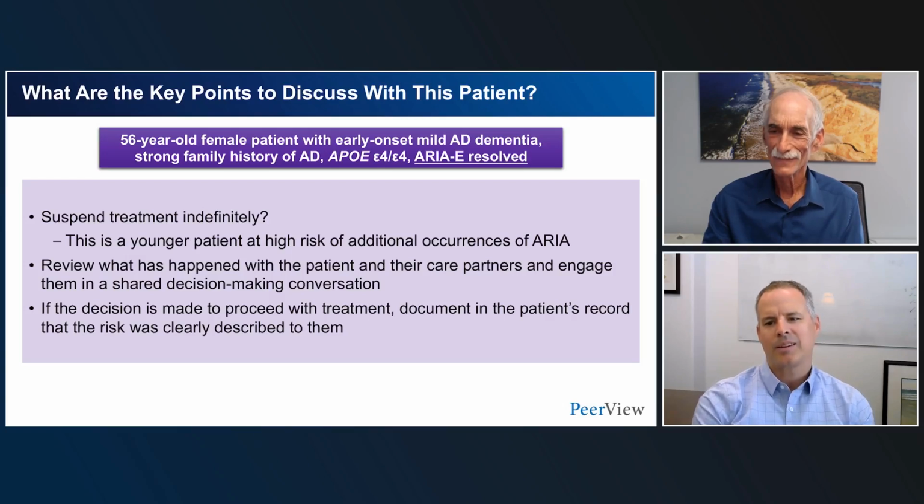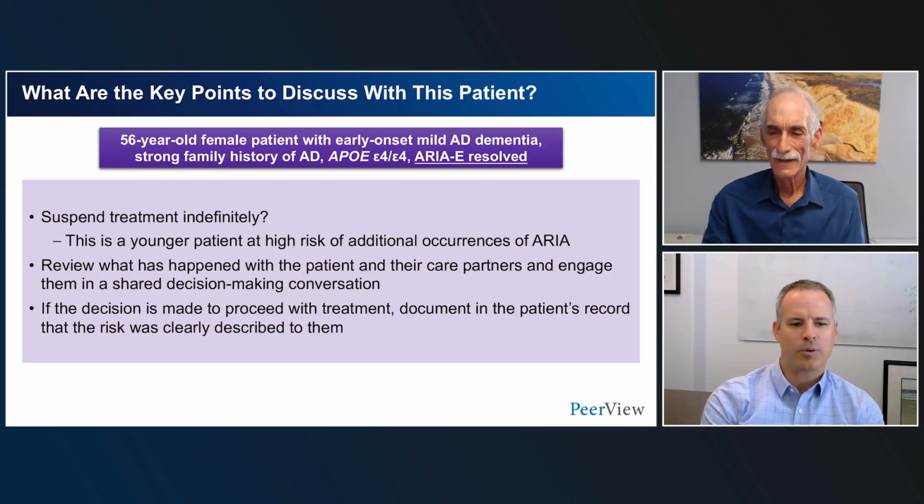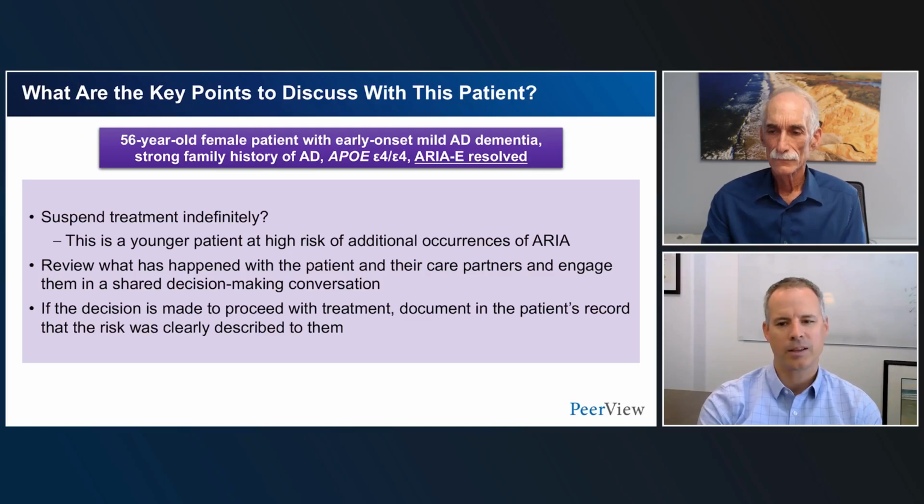I think that most clinicians would probably suspend treatment indefinitely with this patient. I think that many people understandably have a low threshold for discontinuing treatment in patients who are E4 homozygotes if they get ARIA. I mean, technically, if the patient was really motivated and you just accepted the fact that this was going to be a high-risk treatment, then you could keep going. And I guess it would depend a lot.